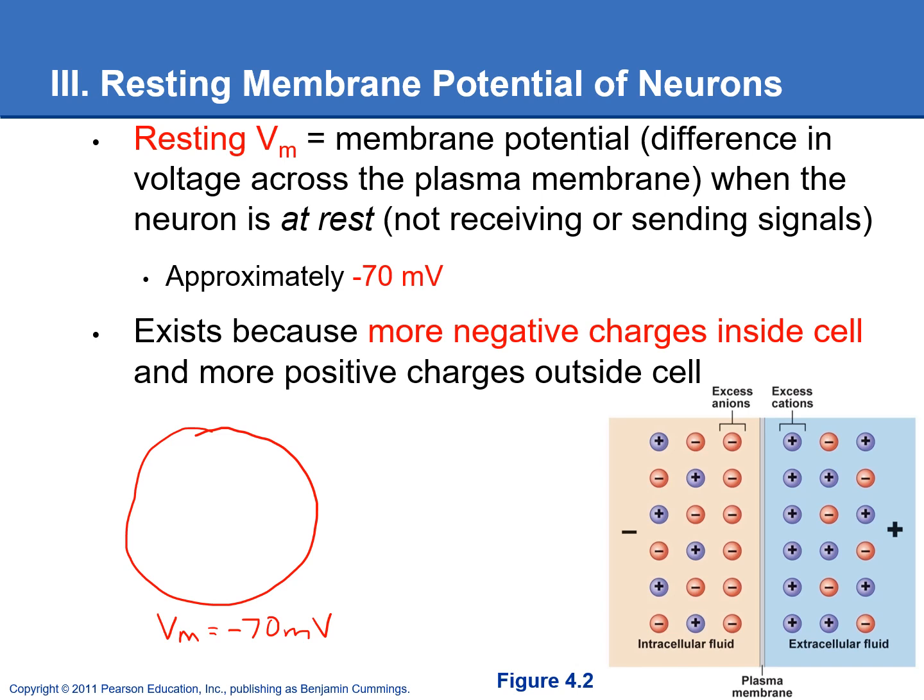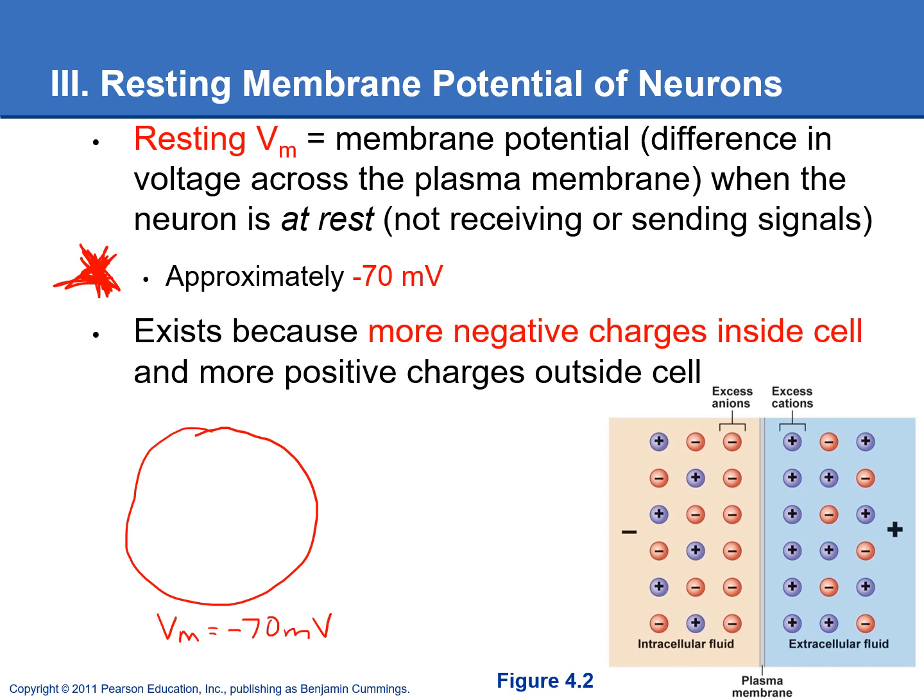So make sure that you know that. That would be a good number to memorize. So make sure you memorize that the resting membrane potential is minus 70 millivolts.